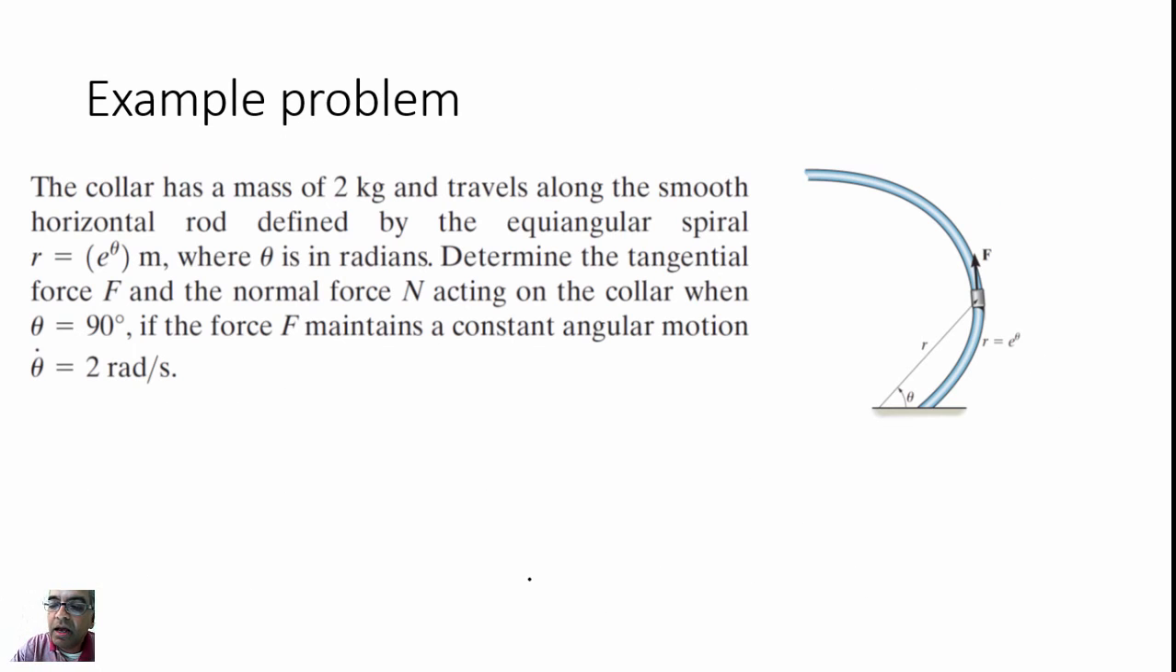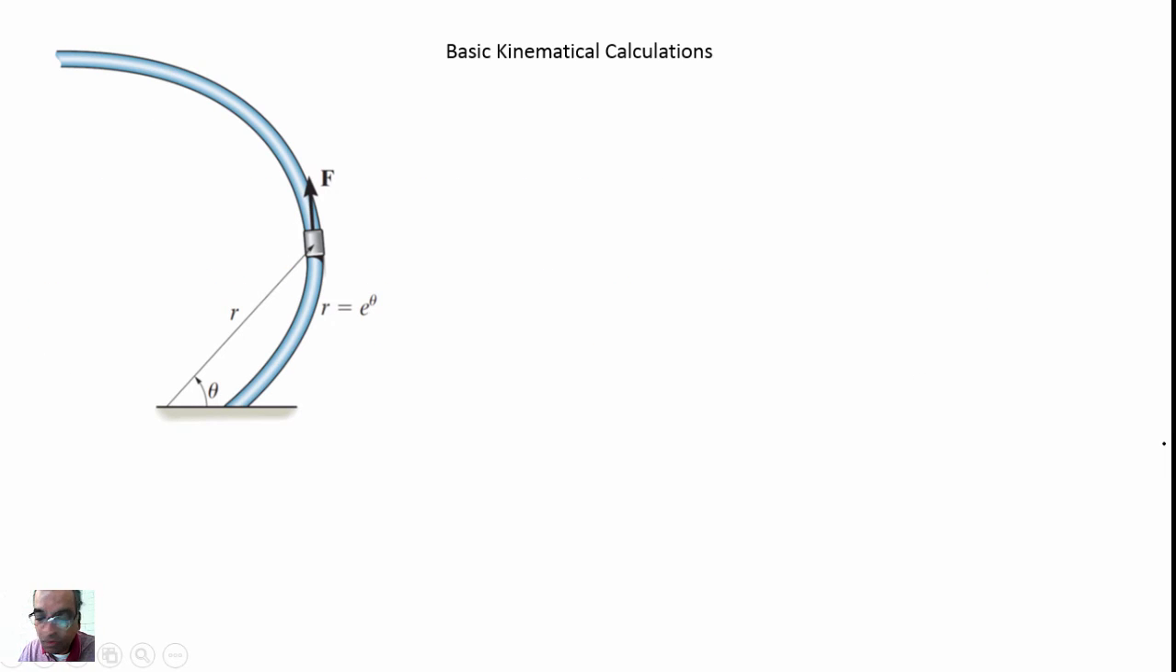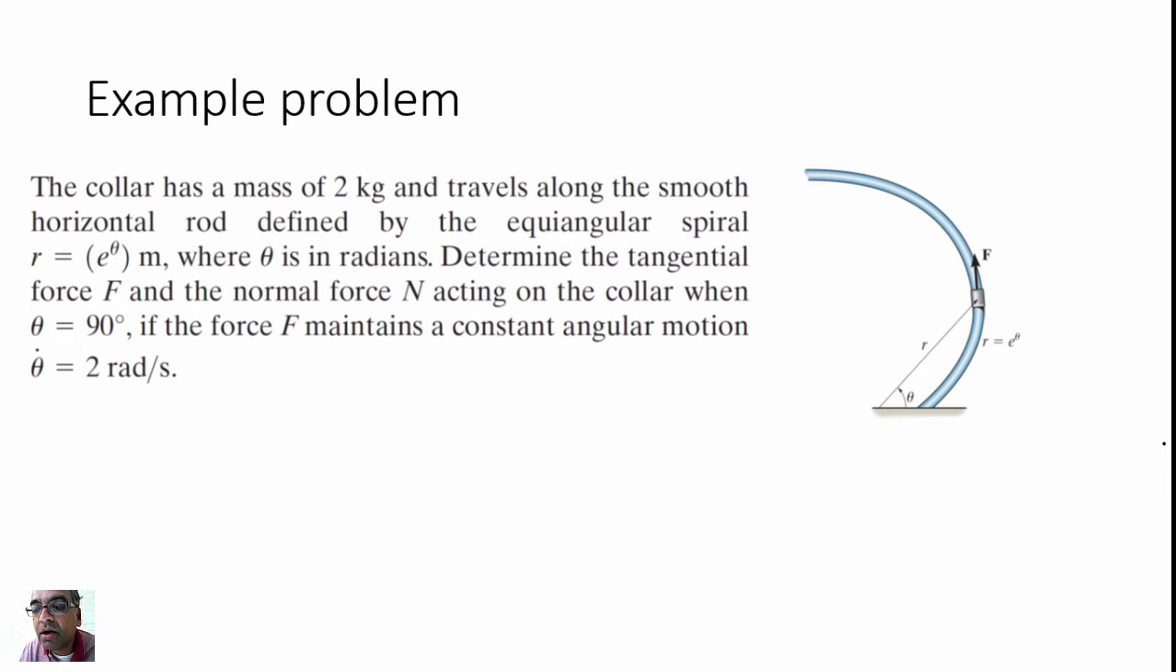So here it is. I got something that's going along this kind of a spiral, and I'm applying a force on it, and the force is such that it is going at a constant angular speed. Theta dot is 2 radians per second, and I'm interested in the applied tangential force F, and the normal force N acting on this. It maintains a constant angular motion theta dot equal to 2 radians per second, and I want it at theta equal to 90 degrees. Where is that? I want you to understand, I want it here.